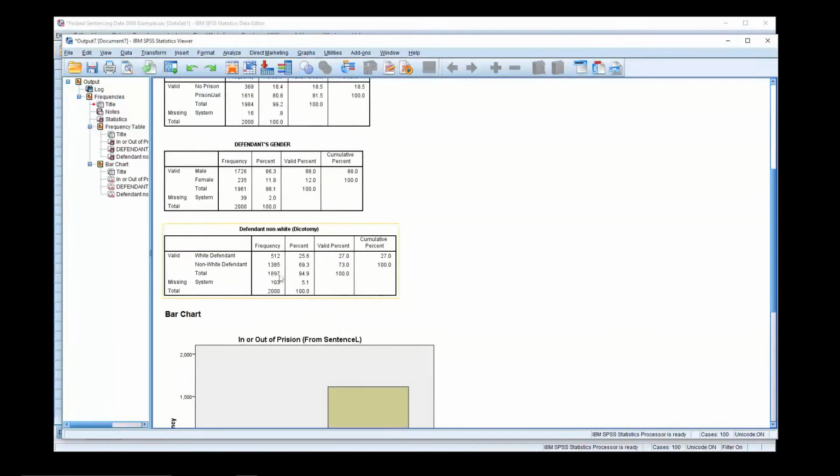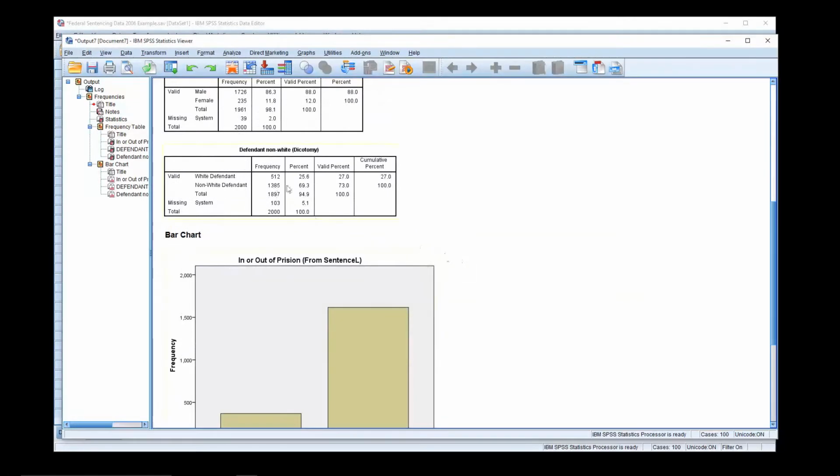And then when it comes to race, 103 are missing the race variable here. That's 5%. Okay, that's an amount. 25% are white, about 70% overall are non-white, with 5% of that missing. So once again, the valid percent gives you the percentages without the missing values.